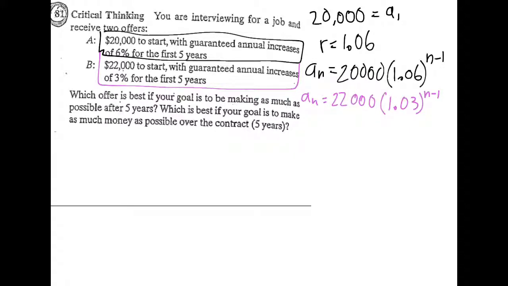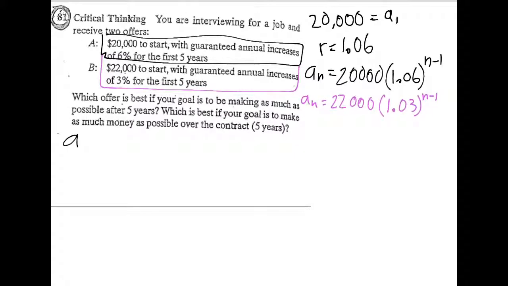So, the first question says, which offer is best if your goal is to be making as much as possible after 5 years? Question 2, which is best if your goal is to make as much money as possible over the contract, 5 years? Now, I interpret question 1 as saying, which offer will give you the highest salary after 5 years? Question 2, which offer will make you the most money over 5 years? Now, if we want to know the highest salary over 5 years, I interpret that as what is your salary on the 6th year? So, if we want to know a salary, that is asking us for a term in the sequence. So we can use our explicit formula.